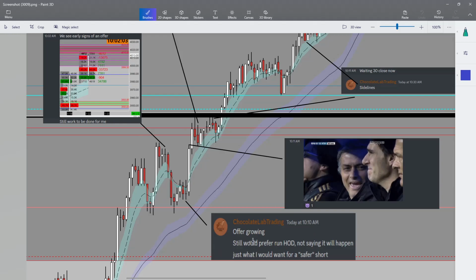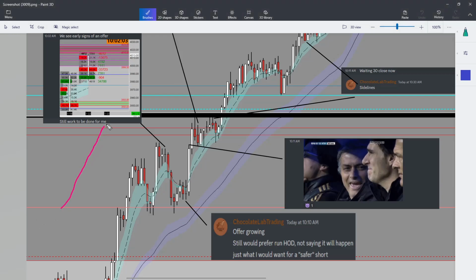Sellers are trying to add, but I still want to see a run of high of day. Now, why would I want to see high of day broken? Well, if I'm looking to short, why would you want to see that? Well, there's no exhaustion at the highs yet. We want to see exhaustion. And what does exhaustion mean for us?